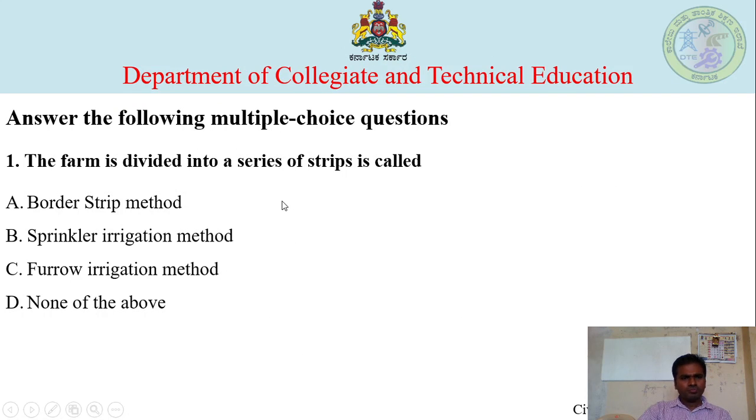Next one is the multiple choice questions. Question number 1. The farm is divided into a series of strips is called what? Option A, border strip method. Option B, sprinkler irrigation method. Option C, furrow irrigation method. Option D, none of the above. Answer is A, border strip method.